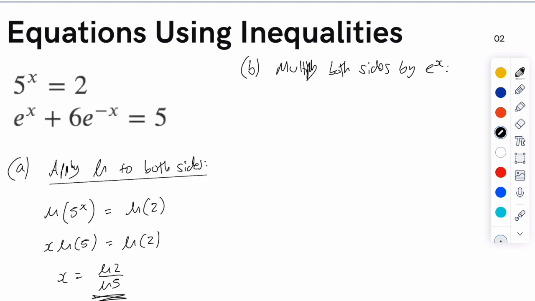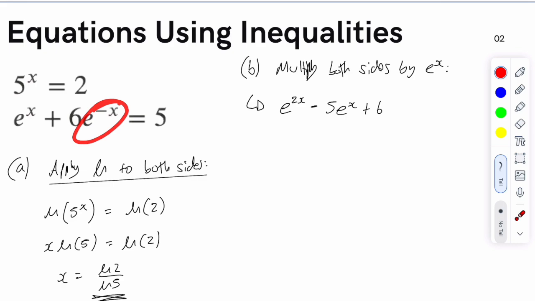Why do we do that? Because as you can see, that's going to give us e to the 2x minus 5e to the x plus 6. Because you've got e to the x here, times e to the negative x here, sorry, times e to the x, and the x is plus, that's e to the 0, hence 6.